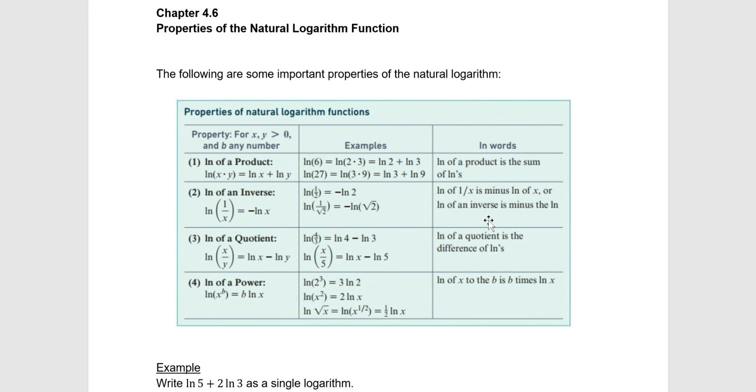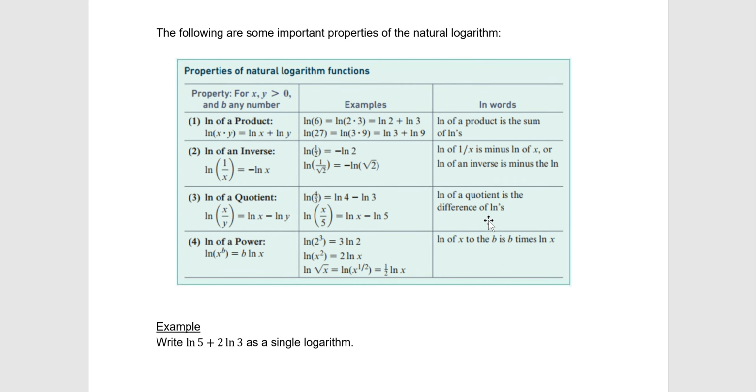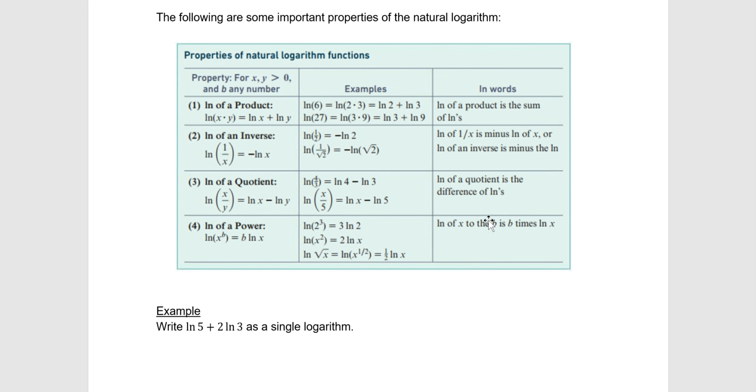In this section, we're going to be going over properties of the natural log function, and we're also going to be going over logarithmic differentiation. So here are some important properties of logs, which technically we should already know. The first one is the product rule for logs. It's how we expand and condense logarithms.